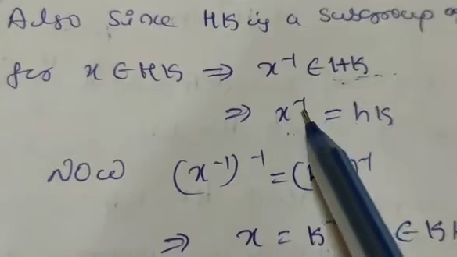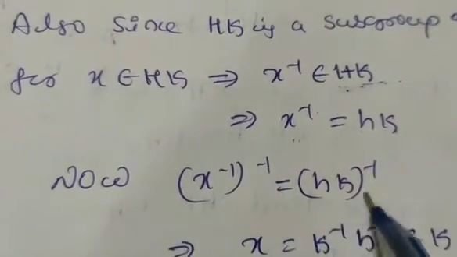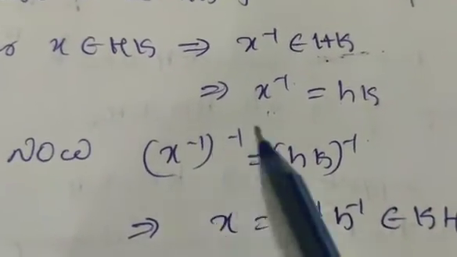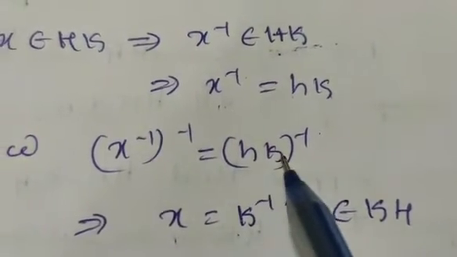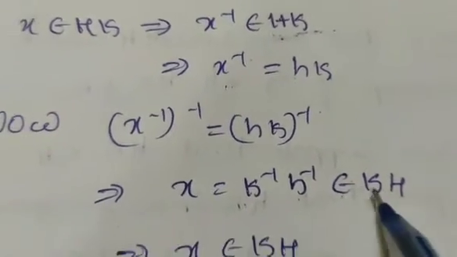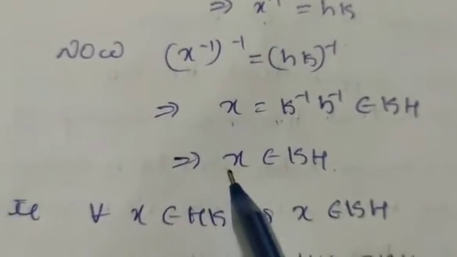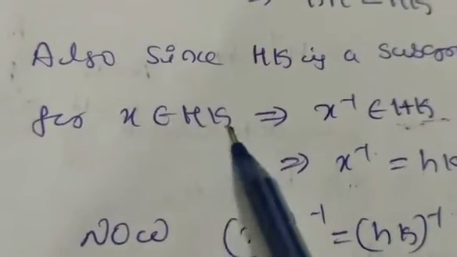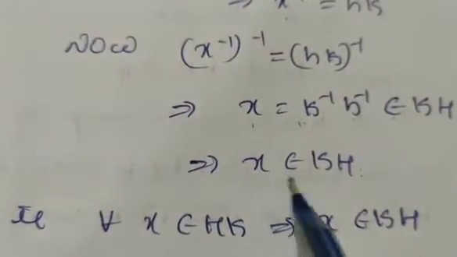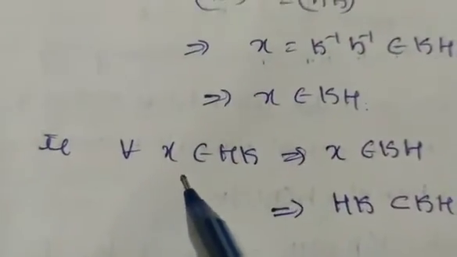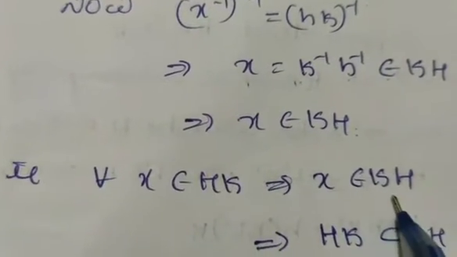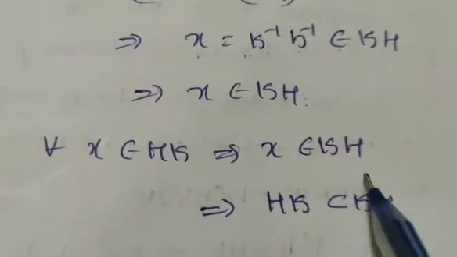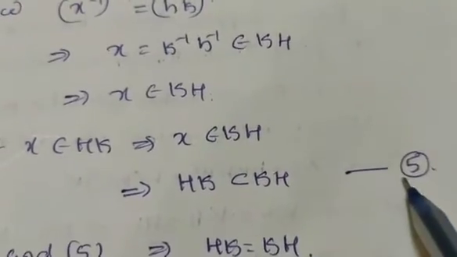Now its inverse, X inverse whole inverse, equals HK whole inverse. We know X inverse whole inverse is X, which equals, again applying the reversal property, K inverse H inverse, which also belongs to KH. So this implies X belongs to KH. What we took here is X belongs to HK, and we proved X belongs to KH. So for all X belongs to HK, X also belongs to KH. From these two we can say that HK is contained in KH. Take this one as equation number 5.